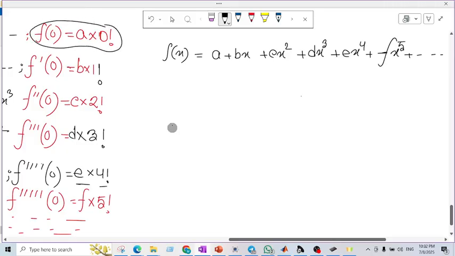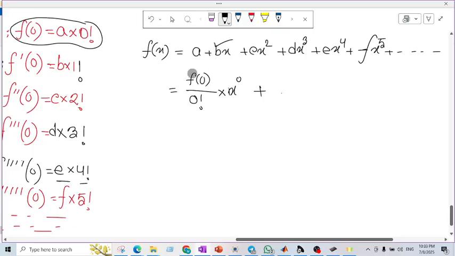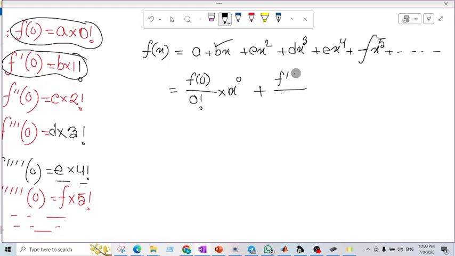From here I can write that a is equal to f of 0 by 0 factorial. Then, I can also write here what you have, a 1 here, right? You can write it is 1 here, and 1 is equal to x to the power 0, right? We can write this to match the pattern. Okay, now what is the value of b? b is equal to f prime at the denominator 1 factorial, then x to the power 1. Just try to understand the pattern.